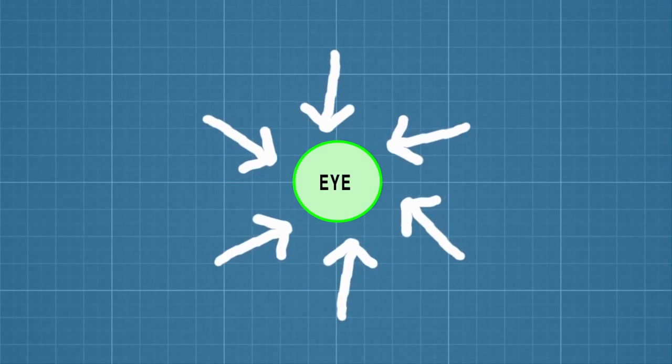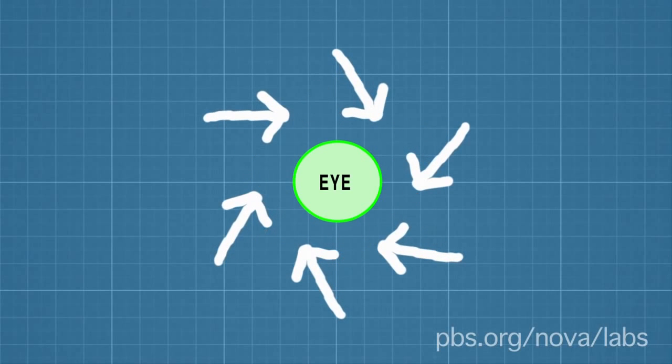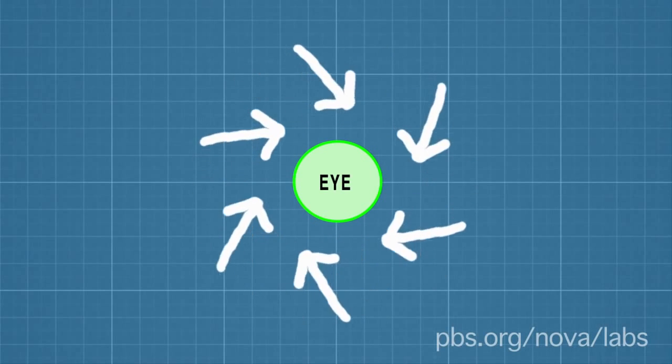In the southern hemisphere, where the Coriolis effect pulls air to the left, the opposite happens. Storms spin around the eye in a clockwise manner.